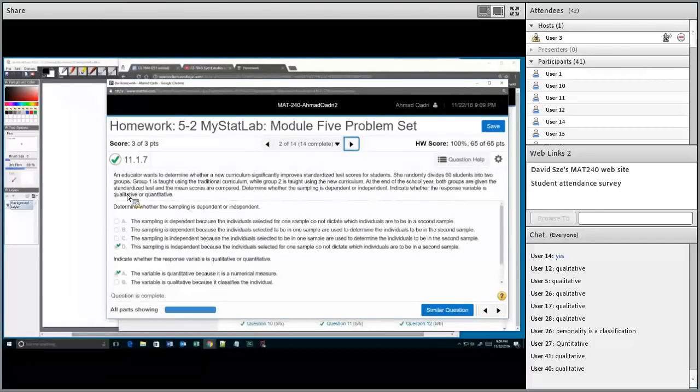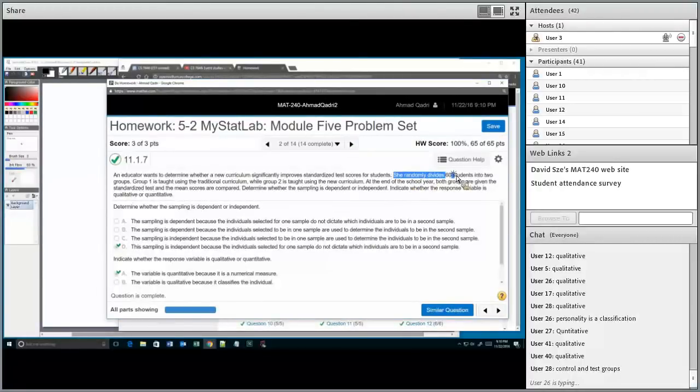Essentially, there are two groups. One is taught the same way as the current curriculum. The other is taught with the new curriculum. And then you test the two groups at the end to see if there is a difference. It's like a control and test experiment. So you have to determine whether the sampling is dependent or independent. Now you gotta stop here and think about this.